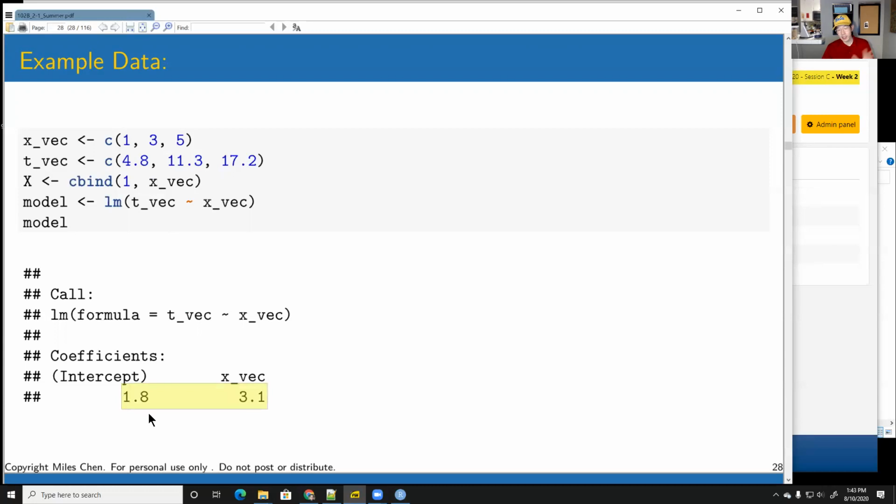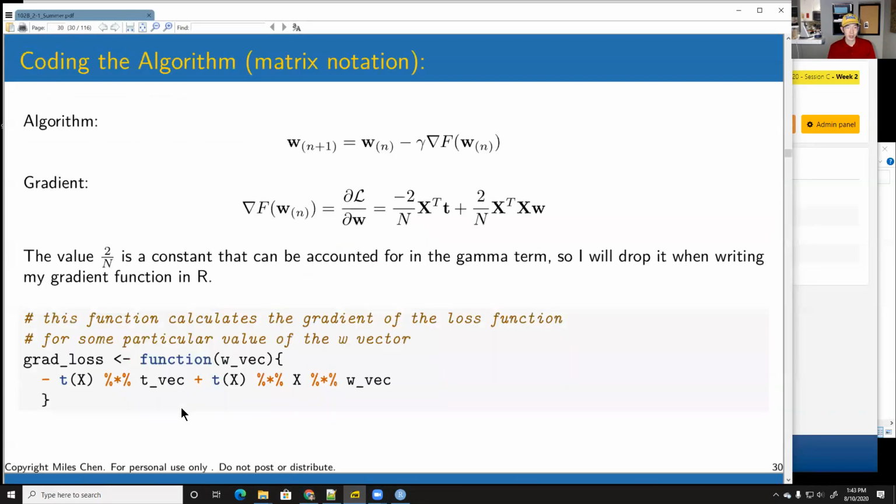So anyway, this is what LM gives. This is the answer, and I'm putting it here to say this is the answer we want. We want this intercept and this slope, and we're going to see if we can find the same intercept and slope using gradient descent.